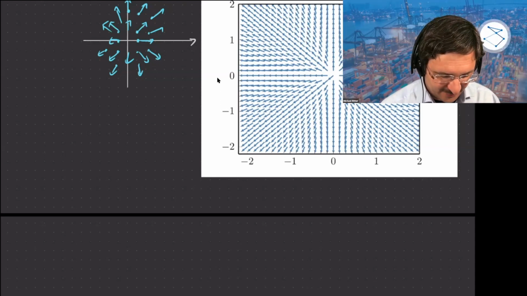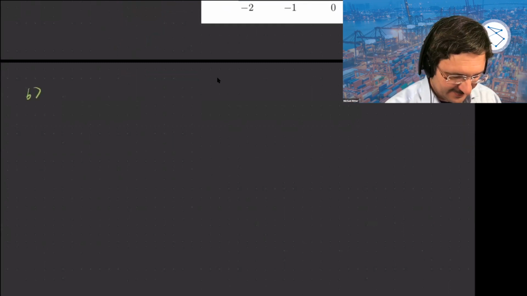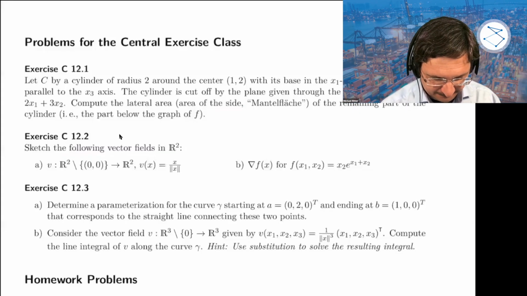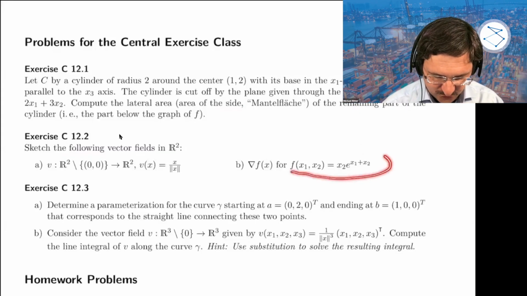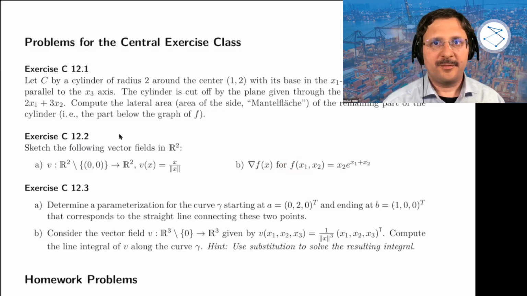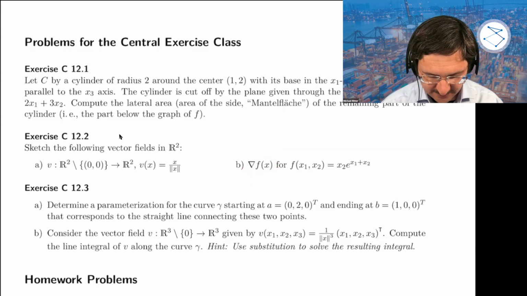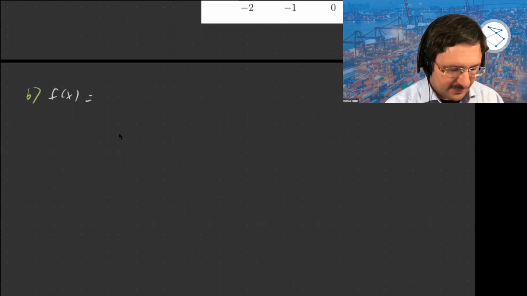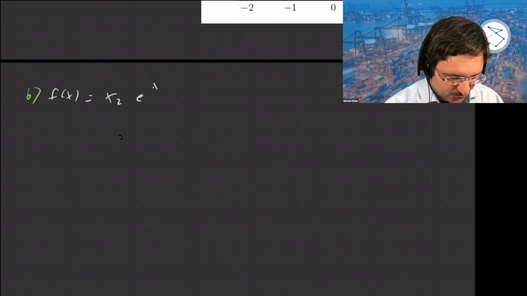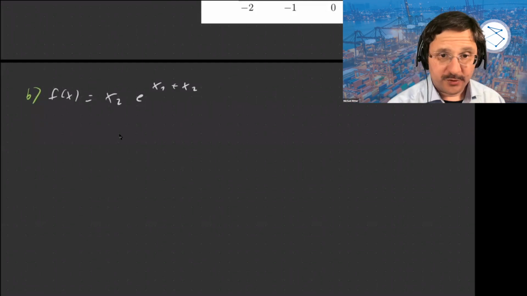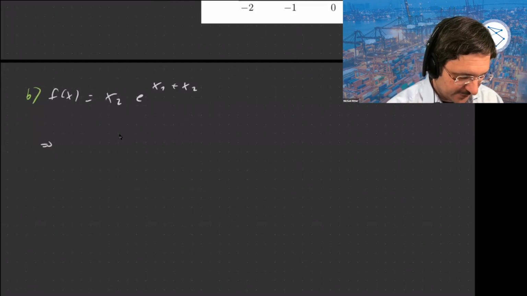Okay, then let's take a look at B. So in B, we are given a function f, this one here. And the task is to draw the gradient field of f. So f is x2 times e to the x1 plus x2. And we want to draw the gradient field. So let's first compute that gradient.